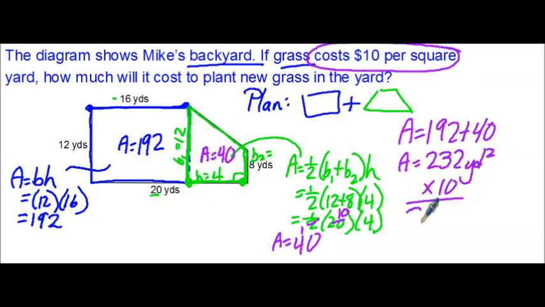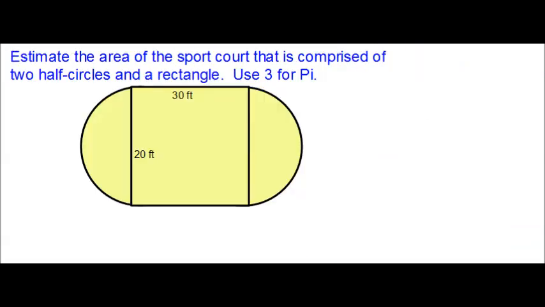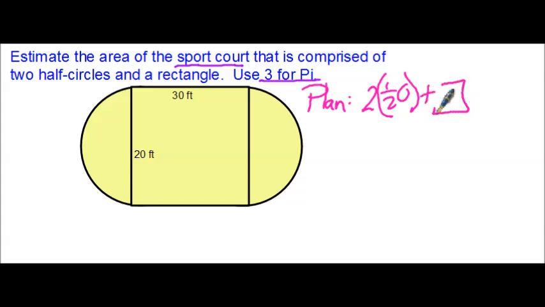Now we need to multiply by 10 for the cost, $2,320. For this one, we see that we have a sport court. It has 2 half circles and a rectangle, so that's our plan, 2 half circles plus a rectangle. The trick here is to find the radius of your circle. So use what you have.